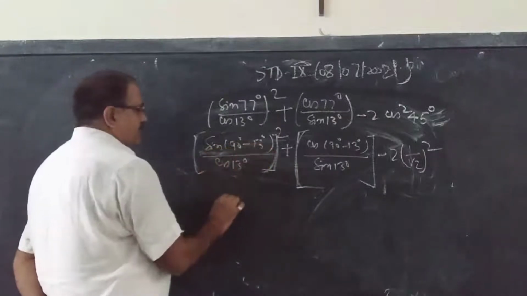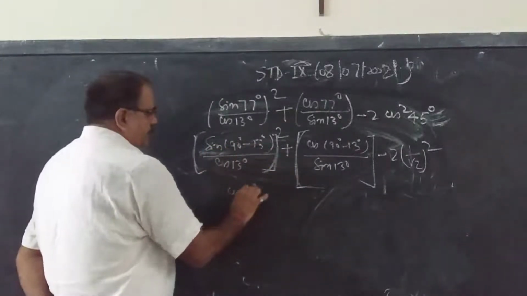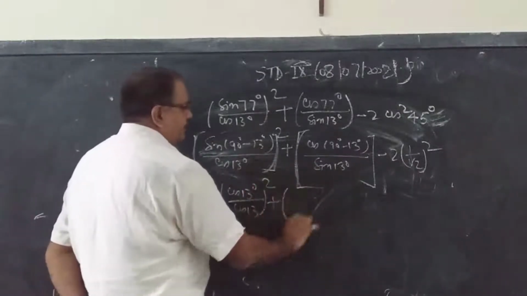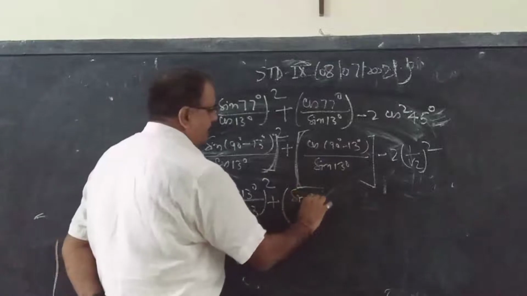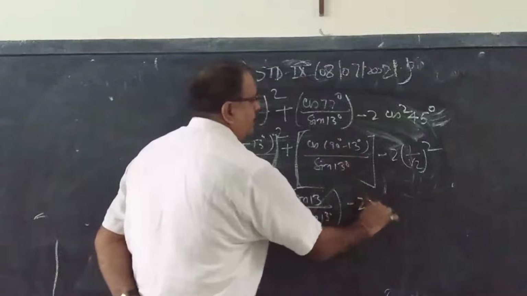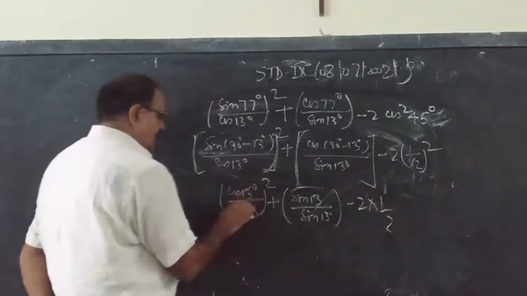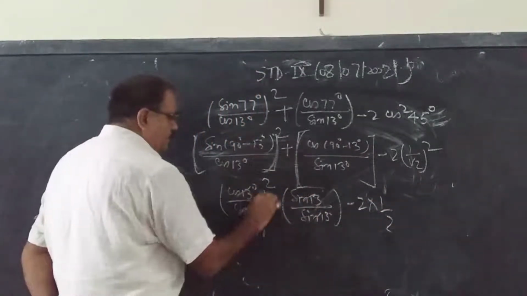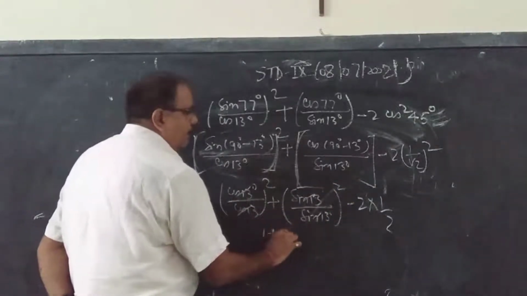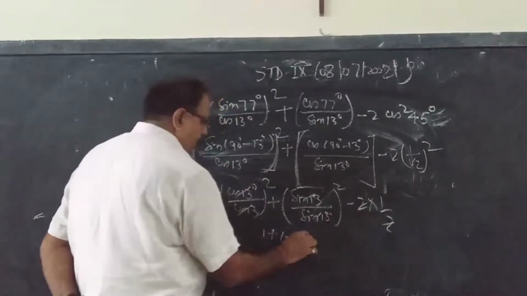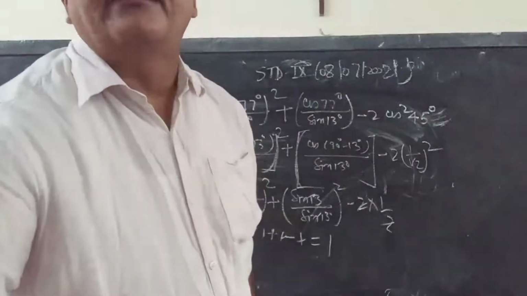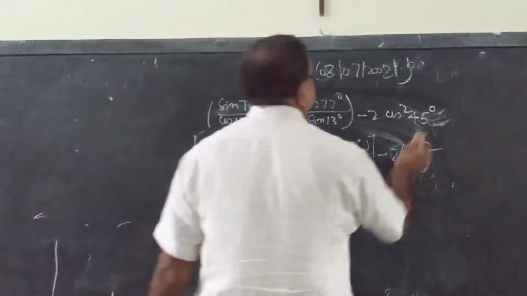Now sin of 90 minus 13 means cos 13 degree, and this is cos 13 degree, there is the square, plus this is sin 13 degree by sin 13 degree, minus 2 into 1 by 2. So this cancels, 1 square means 1. The other term also, 1 square means 1, minus 1 cancels, the answer is 1. This way we have to solve this exercise.